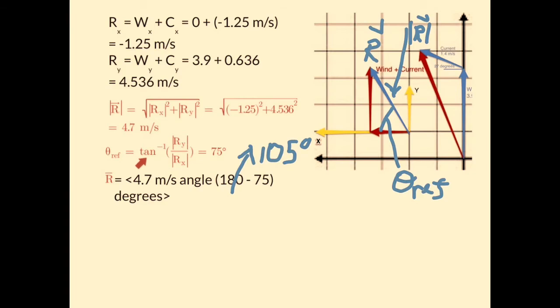Therefore, we can now say that the resultant vector, the vector sum of the current vector and the wind vector, is 4.7 meters per second, this, at an angle of 180 degrees, the negative x-axis, minus the reference angle, theta ref, giving us an angle in standard position of 105 degrees. So r is 4.7 meters per second at an angle of 105 degrees, or you could say at an angle of 75 degrees north of west.